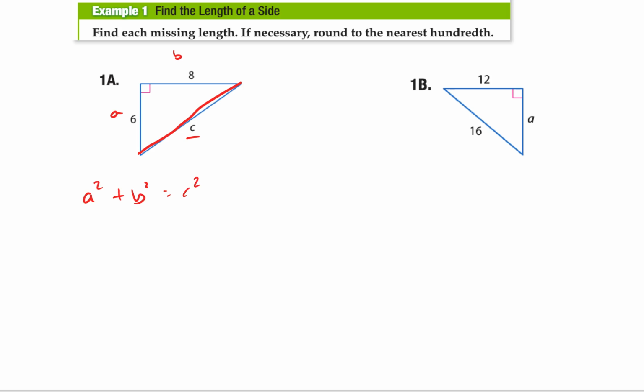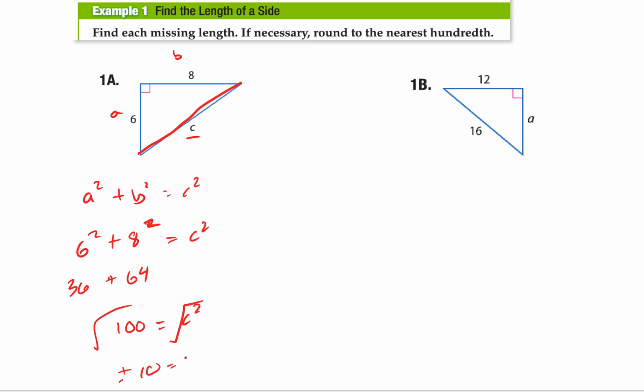One of my favorites. You just plug it in. So you substitute these numbers in for the variables. So 6 squared plus 8 squared equals C squared. 6 squared is 36. 8 squared is 64. 36 plus 64 is 100, equals C squared. You square root it. You should get plus and minus 10, but we're doing a triangle, so we don't care about the negative. So C just equals 10. That's actually a very famous right triangle. 6, 8, 10 is one of the famous ones. Let's look at the next one.